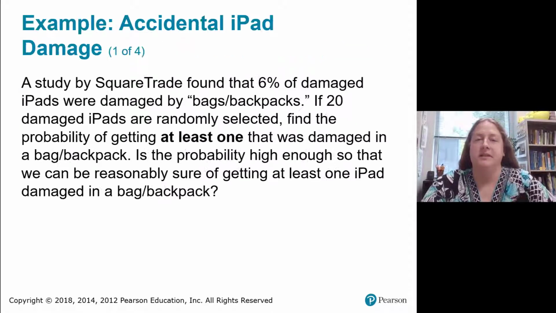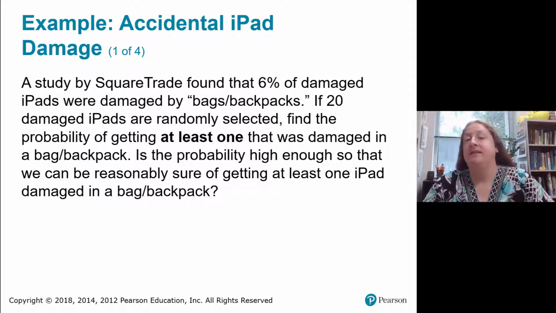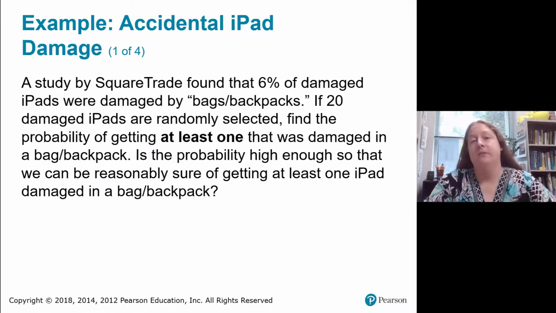So let's take a look at an example. A study by SquareTrade found that 6% of damaged iPads were damaged by bags or backpacks. So if we have 20 damaged iPads that are randomly selected, we want to find the probability of getting at least one that was damaged in a bag or backpack. Well, at least one here translates to 1, 2, 3, 4, 5, 6, 7, 8, 9, 10, 11, 12, 13, 14, 15, 16, 17, 18, 19, or 20 of them being damaged in bags and backpacks. And it took me a little while to list off all of those numbers, and finding all of those probabilities would also take a while.